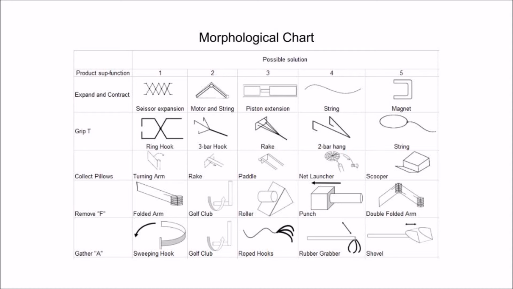Finally, in the conceptualization portion of the design process, a morphological chart was made. In order to combine all ideas of expanding and contracting, gripping the T, collecting pillows, as well as removing F's and gathering A's. From this chart, our group will be able to select the best combination of designs in order to accomplish our objective of scoring the most points.